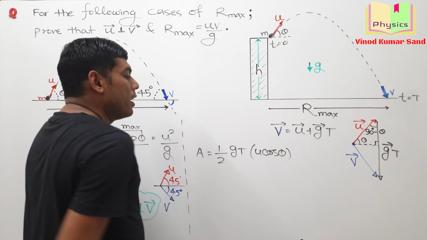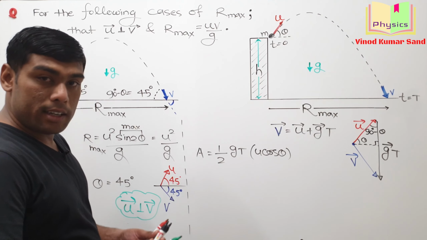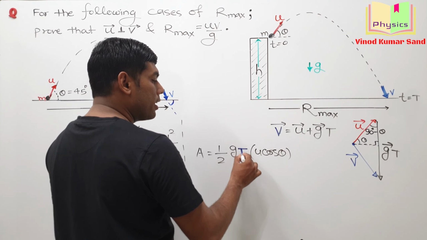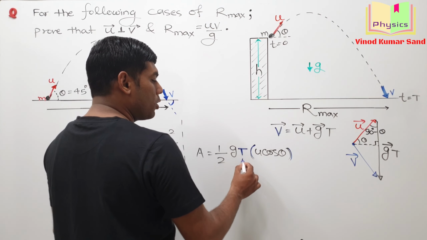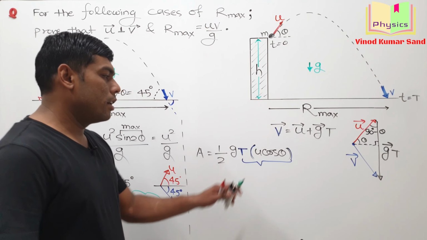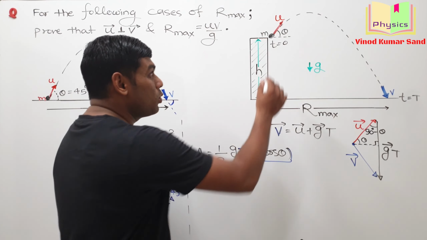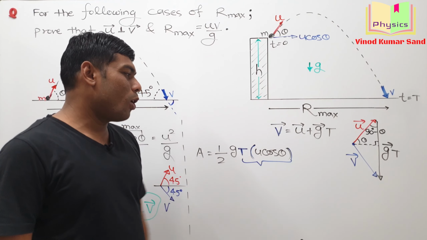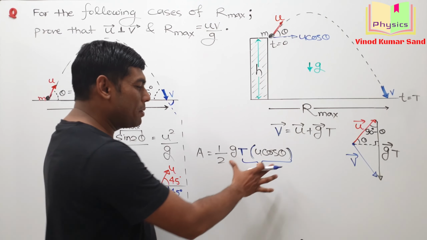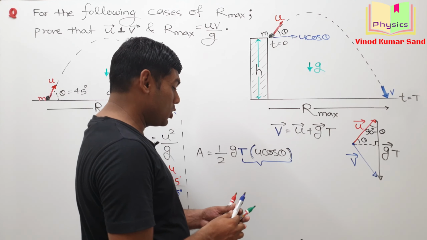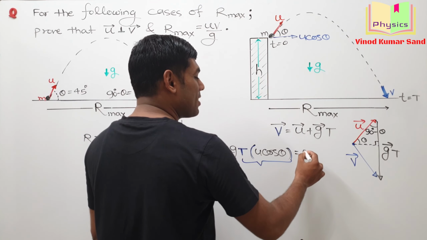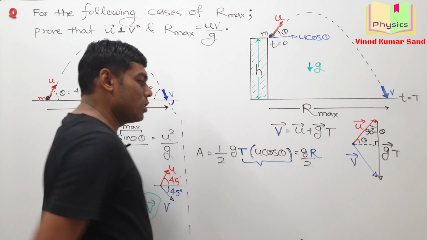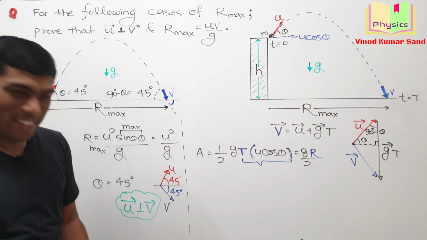Okay. Now we have one interesting data visible here. Focus on this t and u cos theta. What you get from this computation? Horizontal speed u cos theta into the total time of flight t. U cos theta into t. I hope you remember, this gives us the range. It means the area is equal to g by 2 multiplied with range. I hope you agree with it.